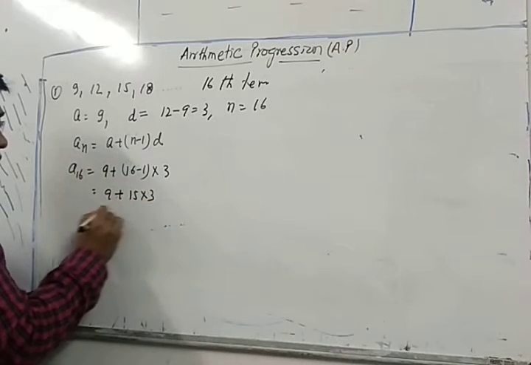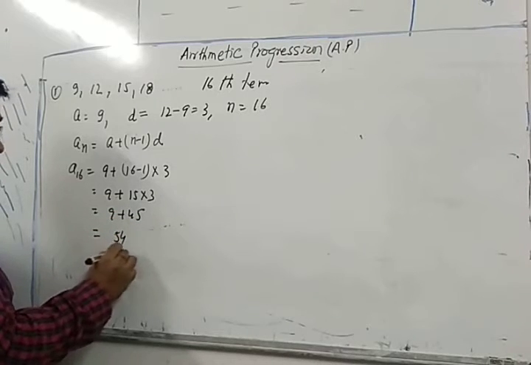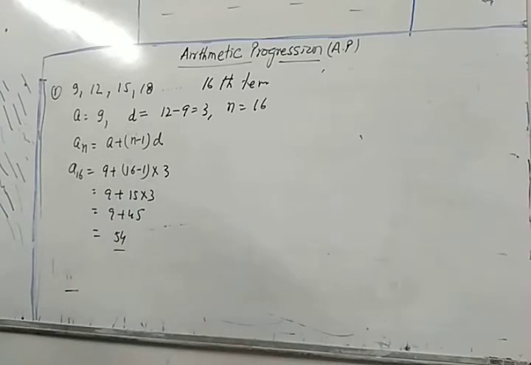15 into 3, 9 plus 45, that is 54. The 54 is the value of the 16th term.